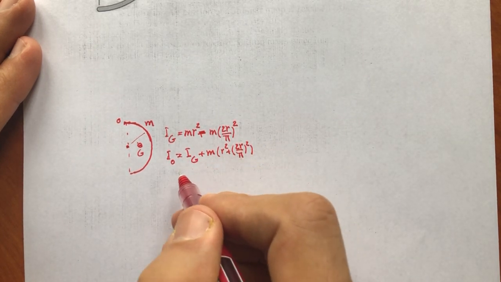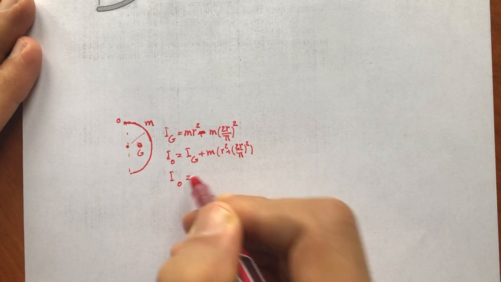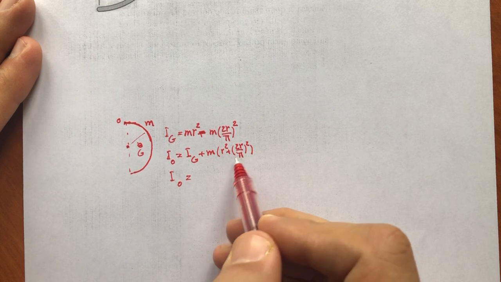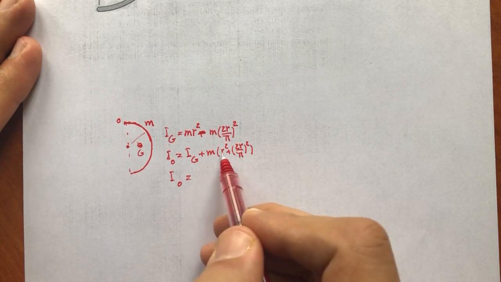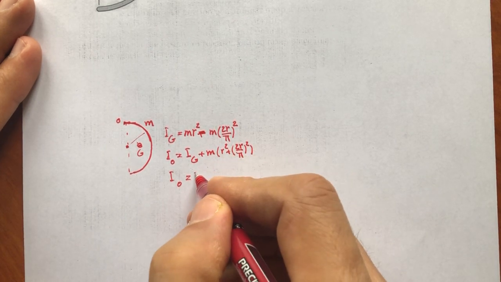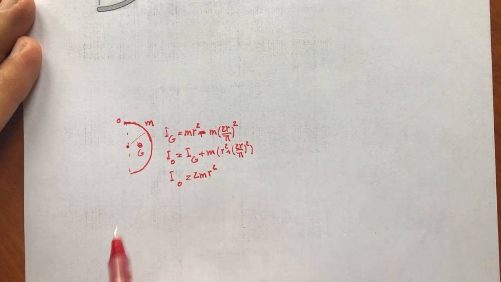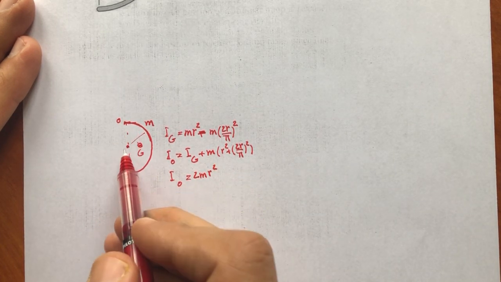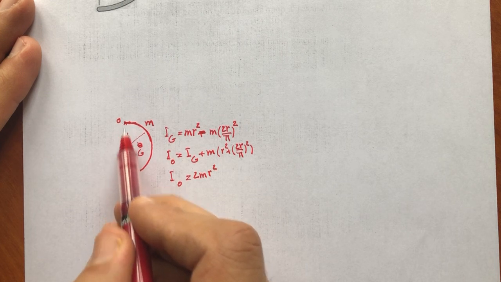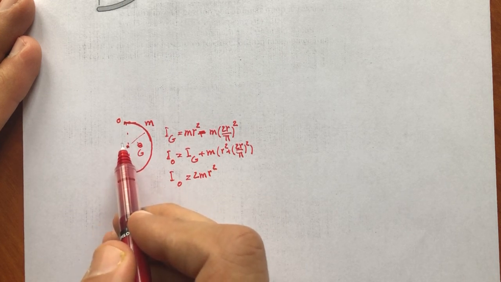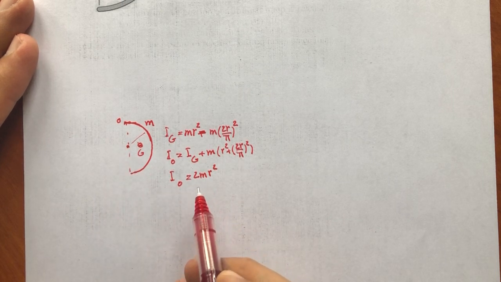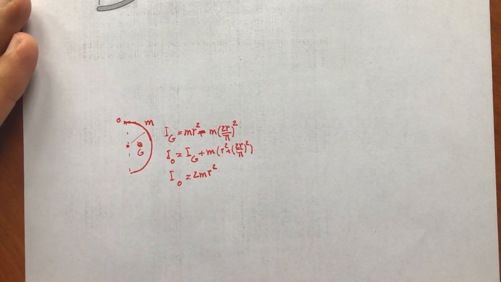And if you combine them together, IO is going to be MR squared minus M times this value squared. It's going to cancel out here. I'm going to have another MR squared, so it's going to be 2MR squared. So the mass moment of inertia at this point is 2MR squared. If you use the parallel axis theorem between these 2 points by mistake, which is absolutely wrong, you're going to get the same solution, and that's only a coincidence.